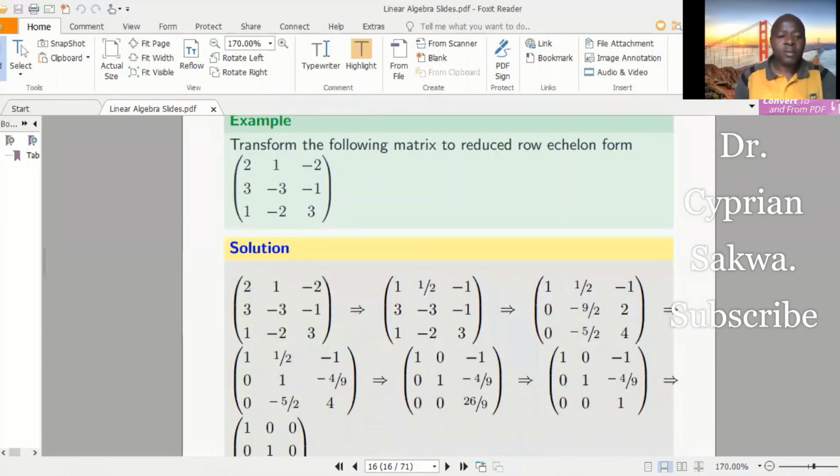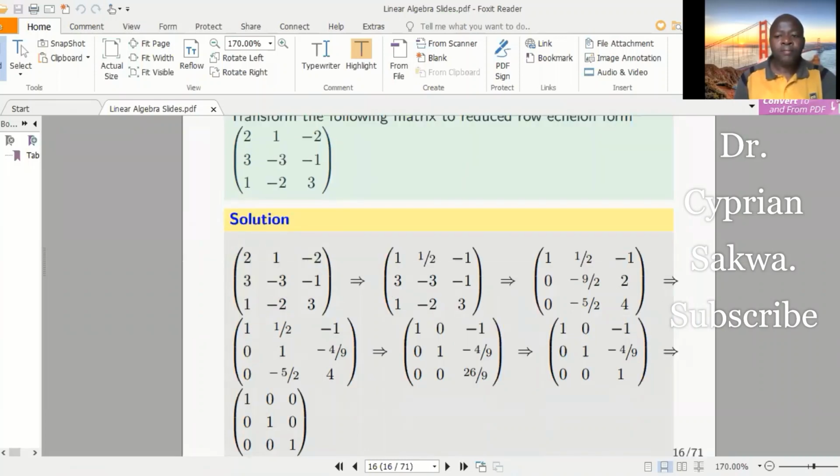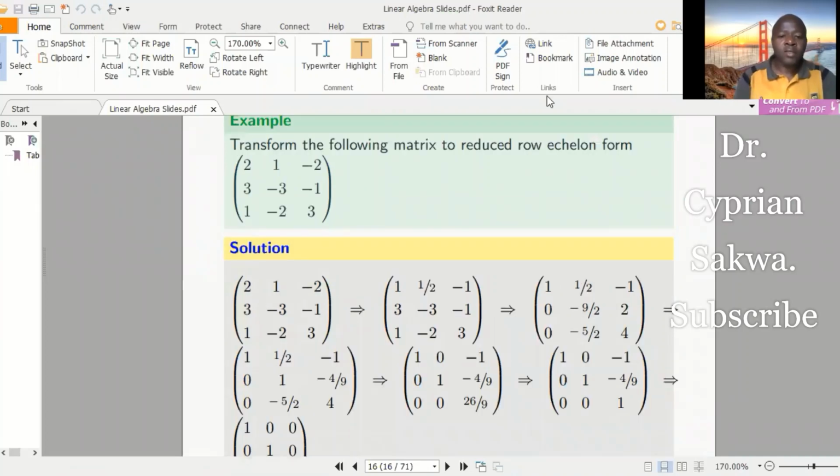So let's look at this example. The example says: transform the following matrix to reduced row echelon form. Somebody else may say transform the matrix to reduced echelon form, without the word row. Again, it will still mean the same thing.